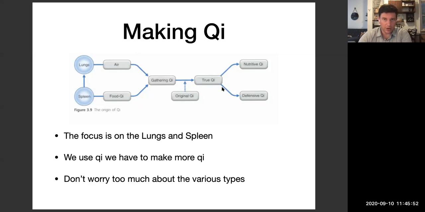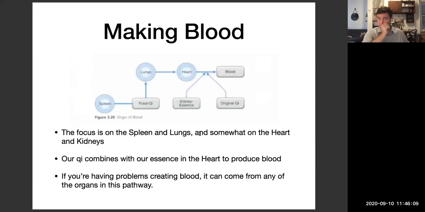You need to memorize this chart. It's going to make more and more sense as you go through the program. This should make complete sense in about a year. It should make decent sense now, but you need to know this chart backwards and forwards and up and down. And the same is true of making blood.